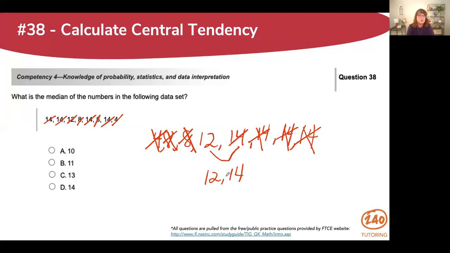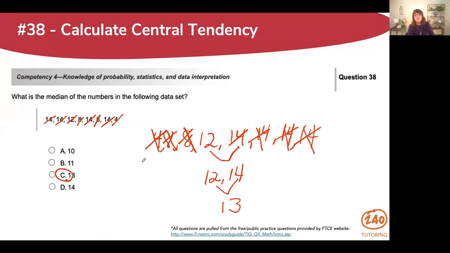Now, when we have two numbers in the middle for the median, we basically just find the average. And you could add that. 12 plus 14 is 26. 26 divided by 2 would be 13. But guys, the average is looking for that number in the center. So when I only have two numbers and I want to find the average of those two numbers, when I have a longer list, I need to do the steps. But if I only have two numbers, I'm going to look for the number in the middle. That's going to be the average. So what's in between 12 and 14? 13. In fact, it's the only answer choice in between 12 and 14.